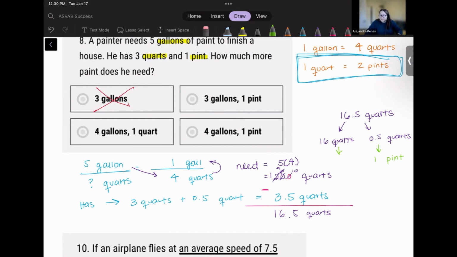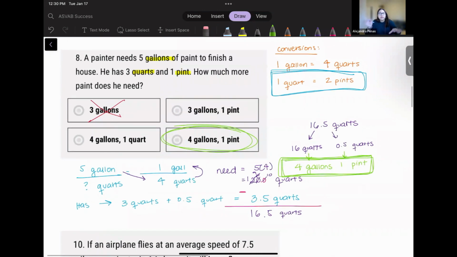So I want you guys to tell me, how many gallons do I have if I have 16 quarts? 4. I have 4. Very good. I have 4 gallons, because 16 divided by 4 is 4. So your final answer is that you need 4 gallons and 1 pint in order to be able to paint this house.